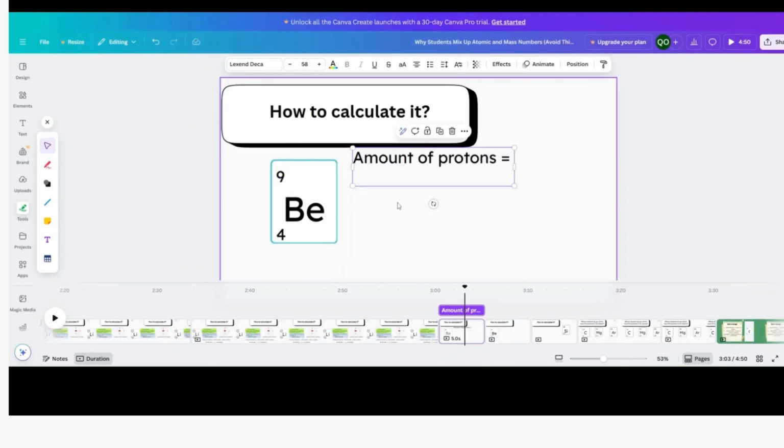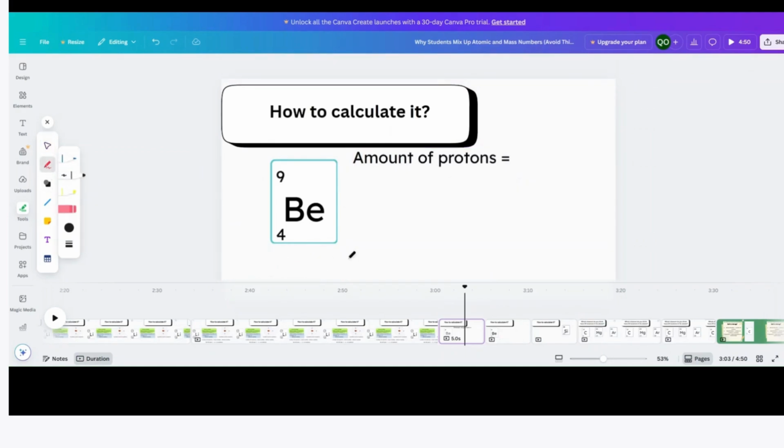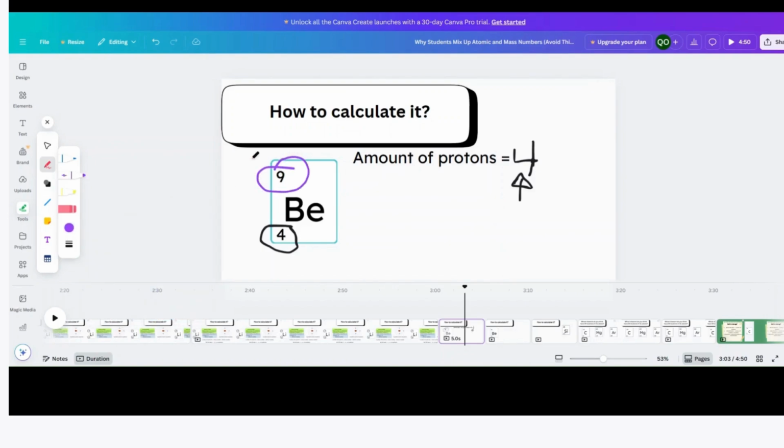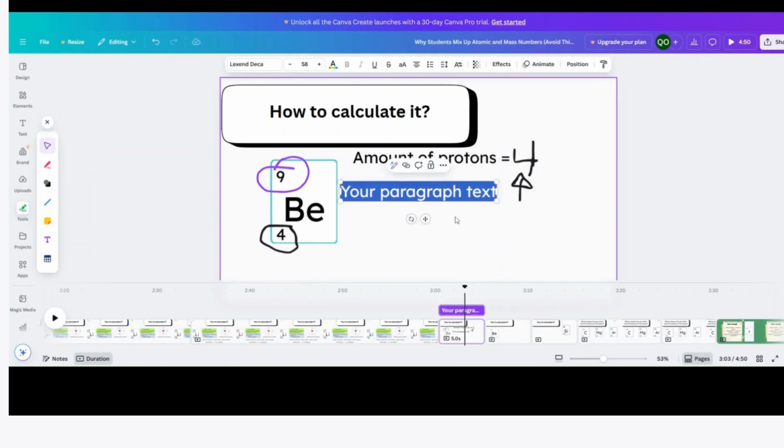So let's say we get a question like this, and they ask the amount of protons. How do we know how many protons there are? We look at the smallest number, 4. Okay, so that is the atomic number. So the mass number, where would we get the mass number? It is the bigger one. Let's use purple. There's 9. Okay, say they ask what would be the amount of neutrons in this element?